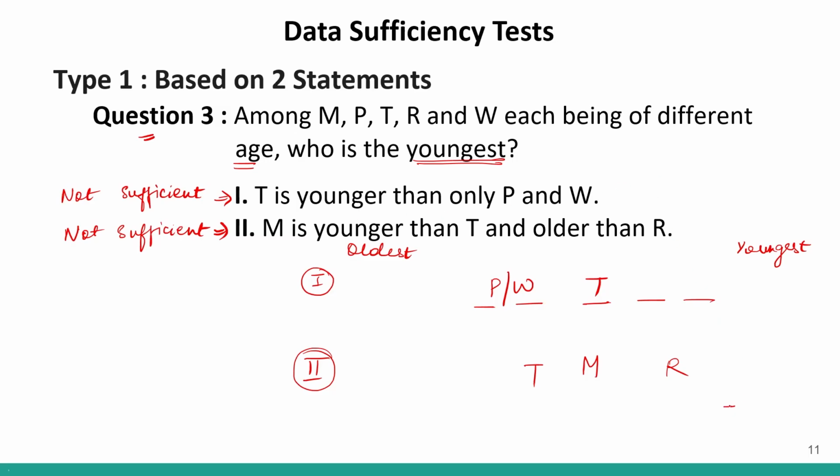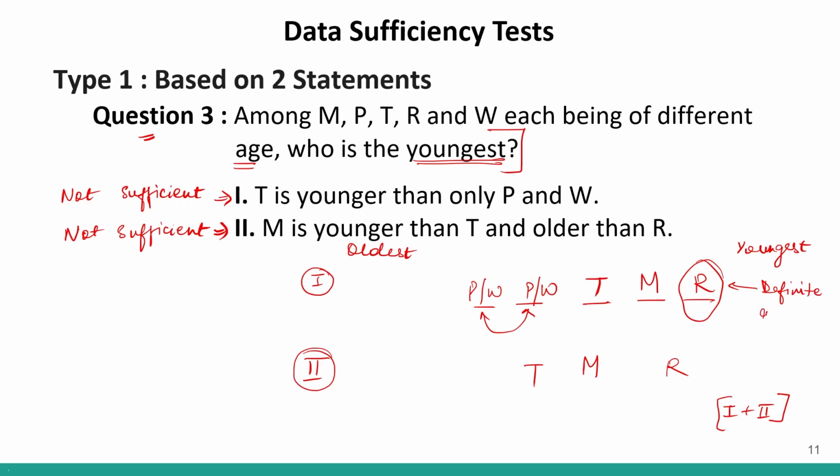Now I will combine these two statements. I will check for statement 1 plus 2. If I combine this, I can see if T is over here, M will be here and R will be here. T is over here according to statement 1. So M and R will be over here according to statement 2. Now, in the first place, we can get either P or W. That is not definite. These two positions are not definite. But what do we have to answer? We have to answer who is the youngest. So the youngest member is over here. This is the definite answer.